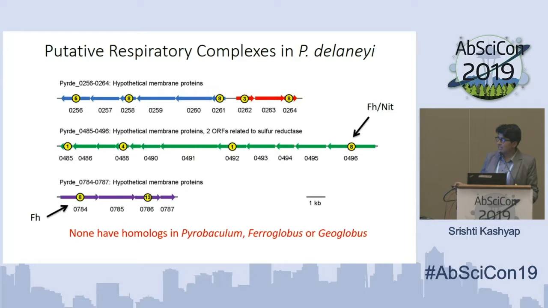And more interestingly, the 2 cytochromes that we found on the previous slide: the ferrihydrite condition C-type cytochrome is encoded by this gene right here, the 784, which is part of this putative operon that also contains a gene that encodes a 13-heme C-type cytochrome. And here we see the ferrihydrite and nitrate culture, where we see another 8-heme C-type cytochrome that's part of this operon that has ORFs related to sulfur reductases.